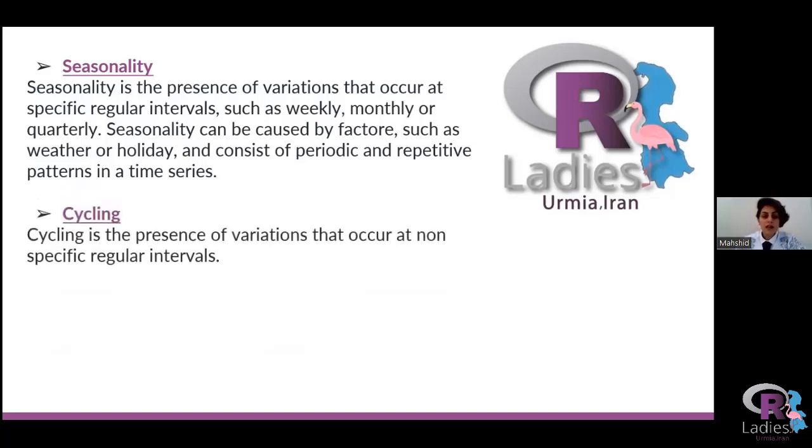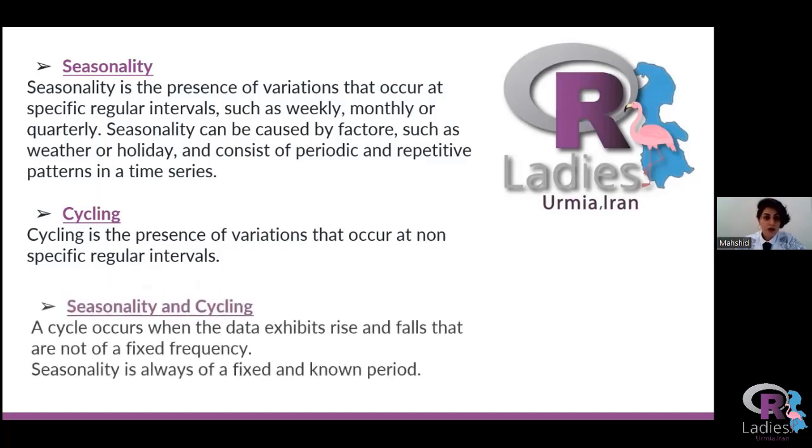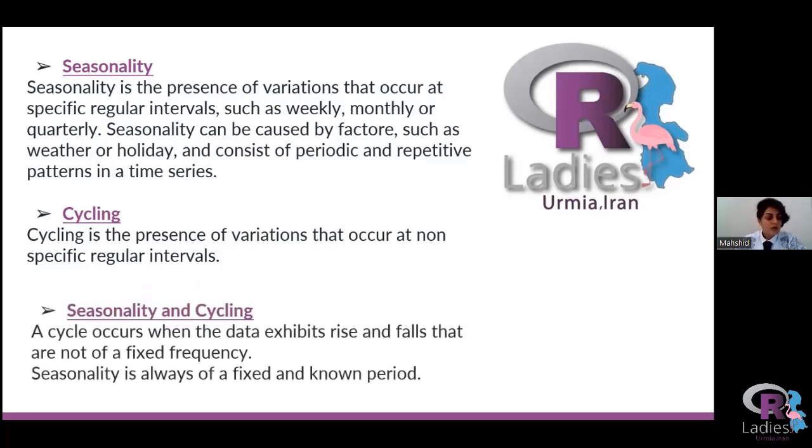Cycling. Cycling is the presence of variations that occur at non-specific regular intervals. Please note that it must be highlighted that a big difference between seasonality and cycling is that a cycle occurs when the data exhibits rises and falls that are not of a fixed frequency, but seasonality is always of a fixed and known period.